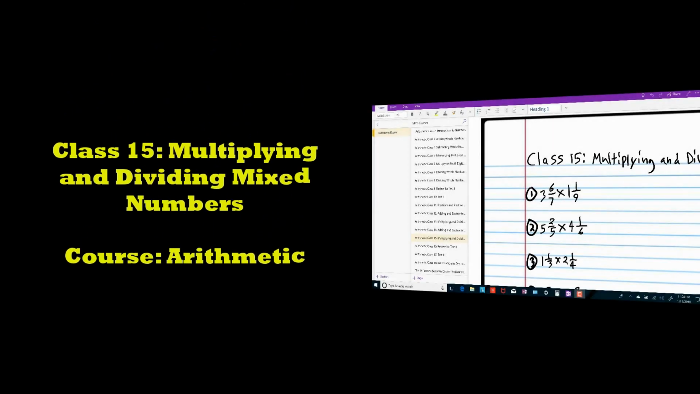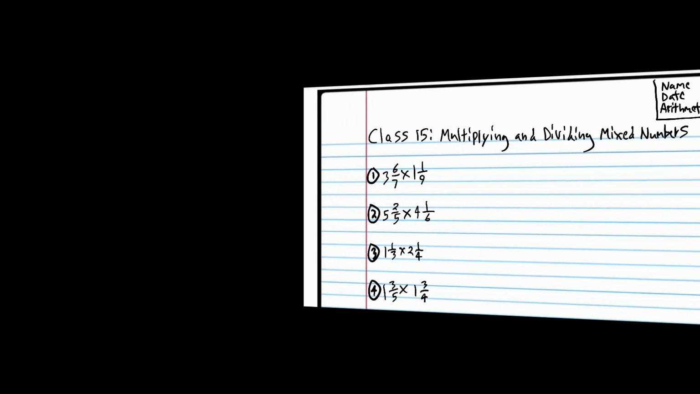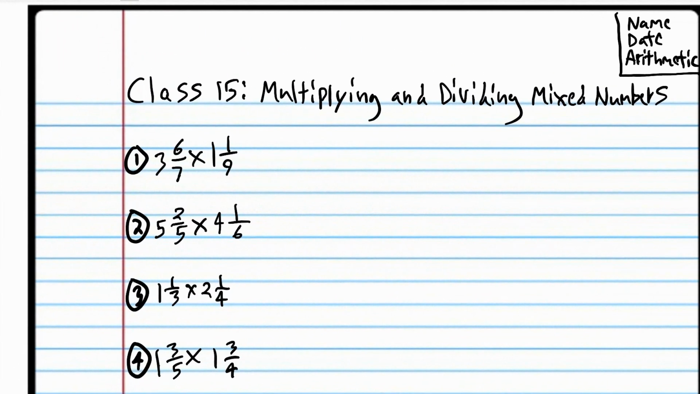This is class 15 of my arithmetic course. Today we're going to be multiplying and dividing mixed numbers. Now, the easiest way to do this is to first change the mixed numbers into improper fractions. So we learned how to do that in the last class.